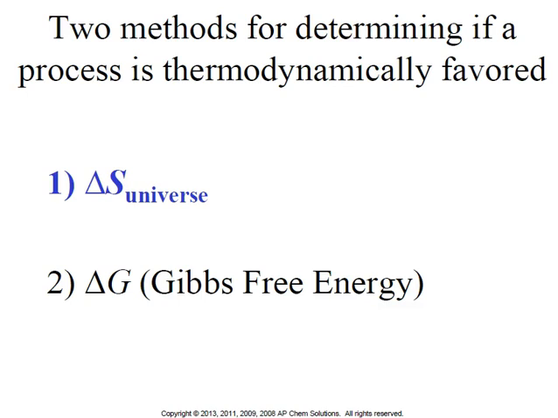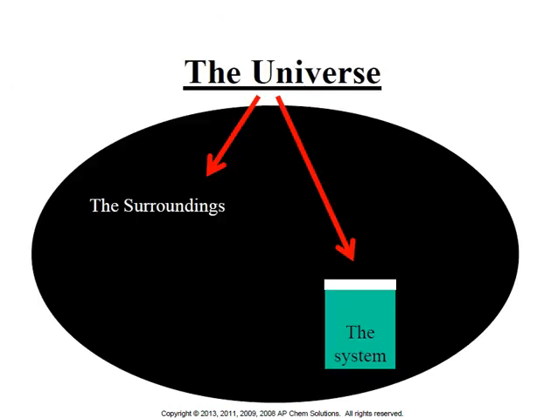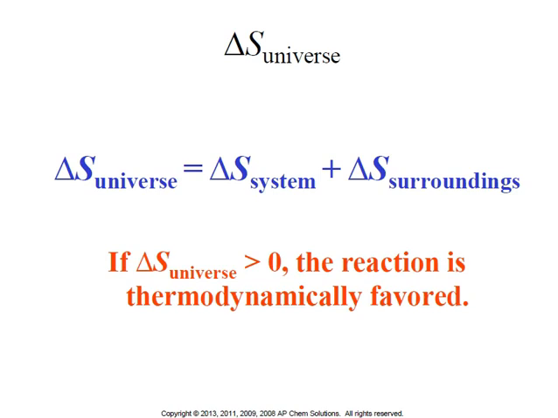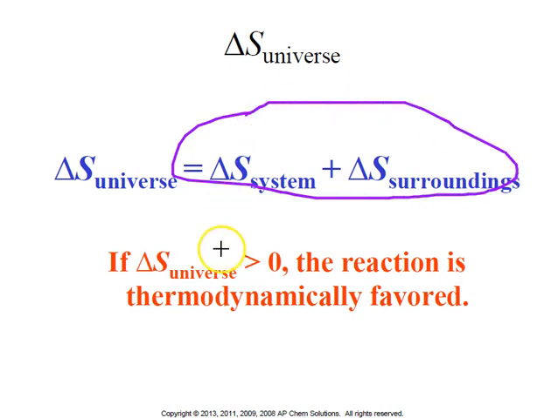So first we'll look at the delta S of the universe. The universe, remember, includes the system and its surroundings. So the delta S of the universe is equal to the change in entropy of the system as well as the change in entropy of the surroundings. And if the change in entropy of the universe, so both of those added together, creates a positive delta S of the universe, then we can say for sure it's following the second law of thermodynamics and it is a favorable process.